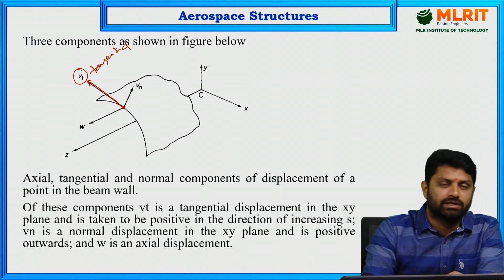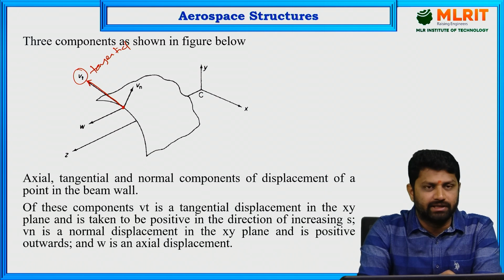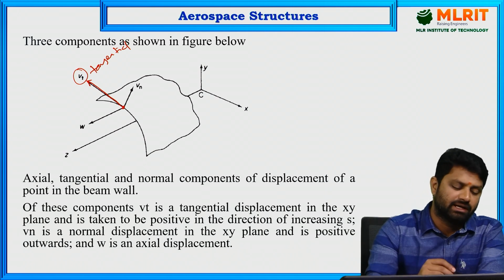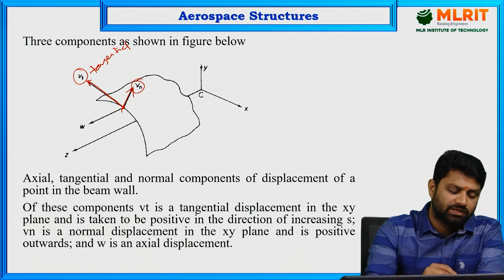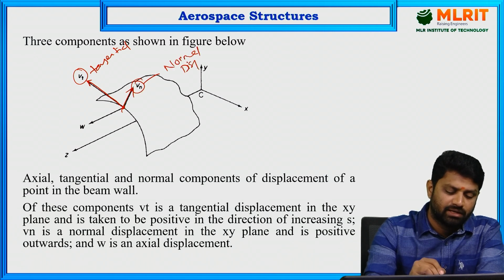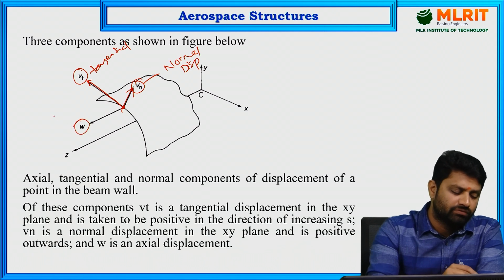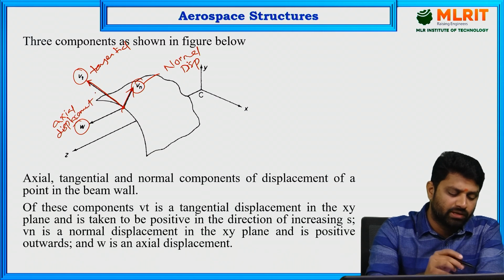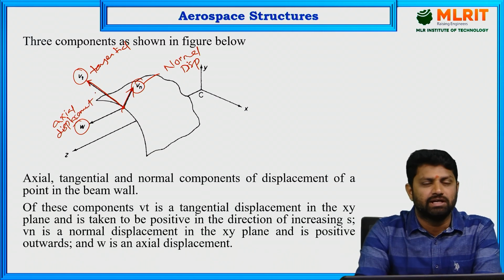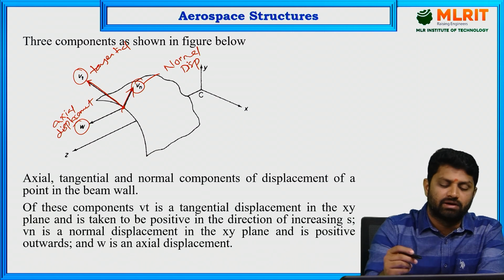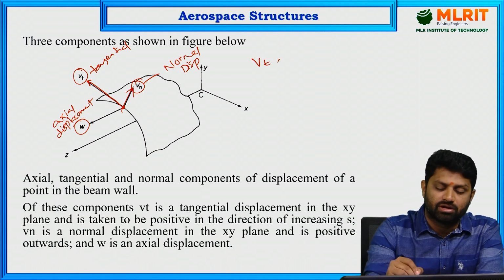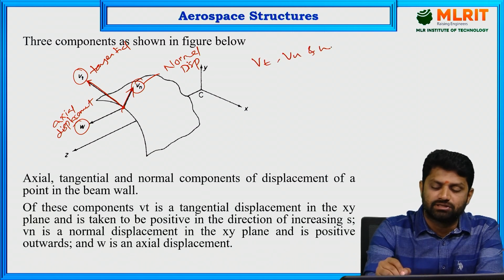When you draw a tangent to the point you are considering on any lamina or arbitrary section, Vt represents the tangential displacement and Vn represents the normal displacement, and then you have one more thing, that is W, which is nothing but the axial displacement. So if you want to find the strain at any point, it is usually associated with three types of displacements: tangential displacement Vt, normal displacement Vn, and axial displacement W.